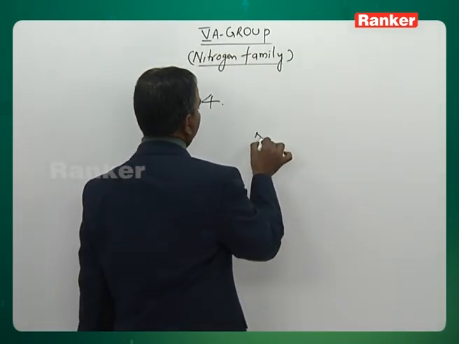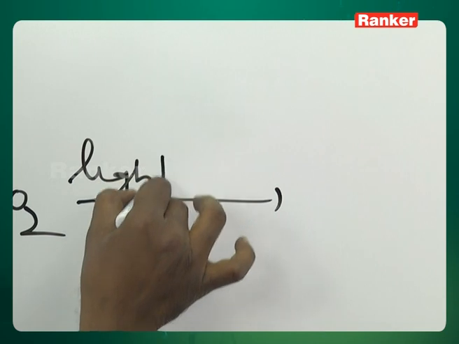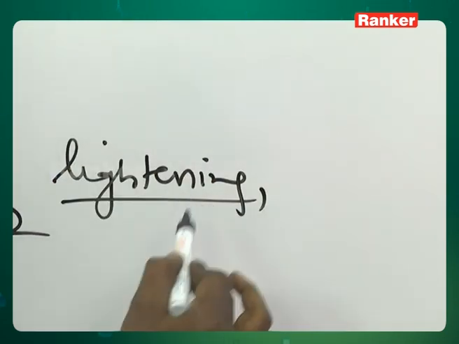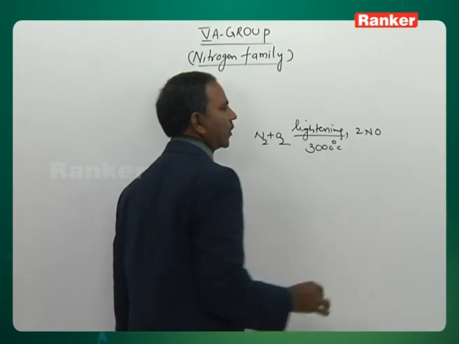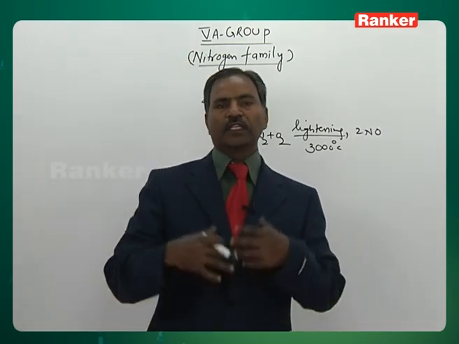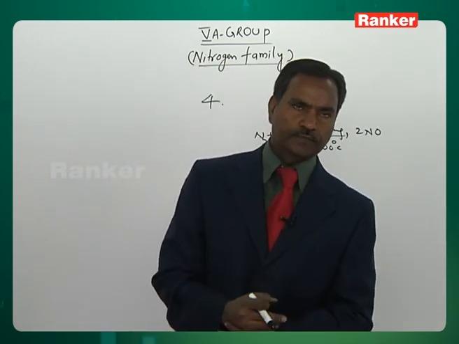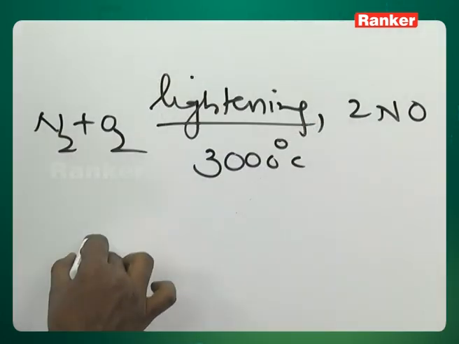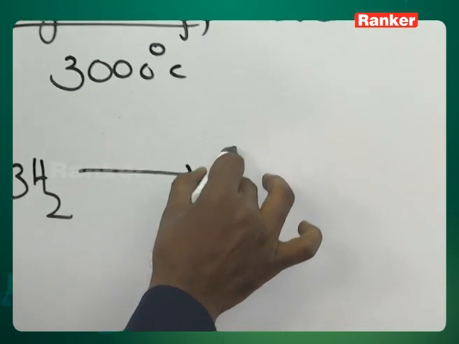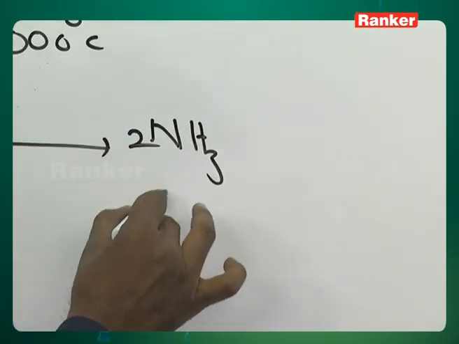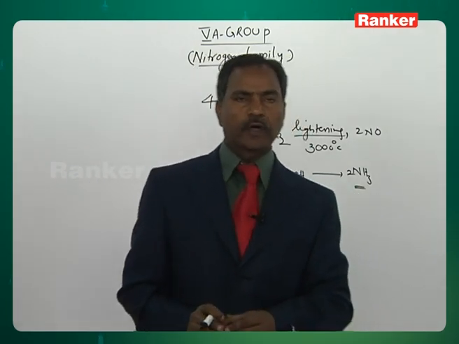During lightning, N2 plus O2, at nearly 3000 degrees centigrade, gives NO. Along with this NO, there is formation of trace amounts of ammonia, as N2 combines with hydrogen, H2, giving rise to ammonia gas. A little amount of ammonia is also formed. This is also a possibility of formation of ammonia.